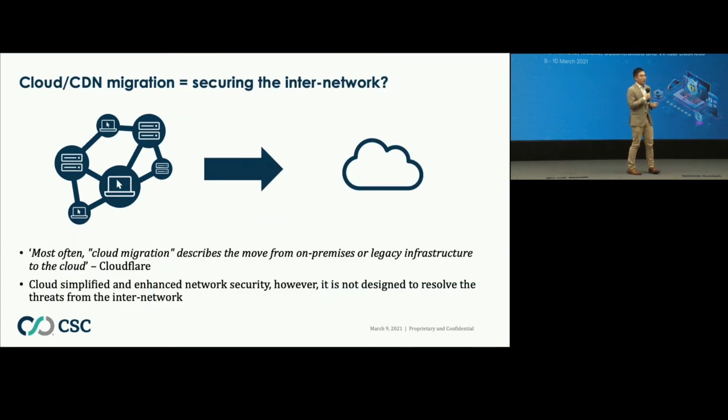And you may ask, would I solve all the problems if I migrate everything to the cloud? Certainly the big guys like Microsoft, Cloudflare and AWS know how to solve the inter-network problem as well. So unfortunately, no, because cloud networking is about migrating your on-premise network into the cloud and securing your network, but it doesn't really solve the problem of inter-networking.